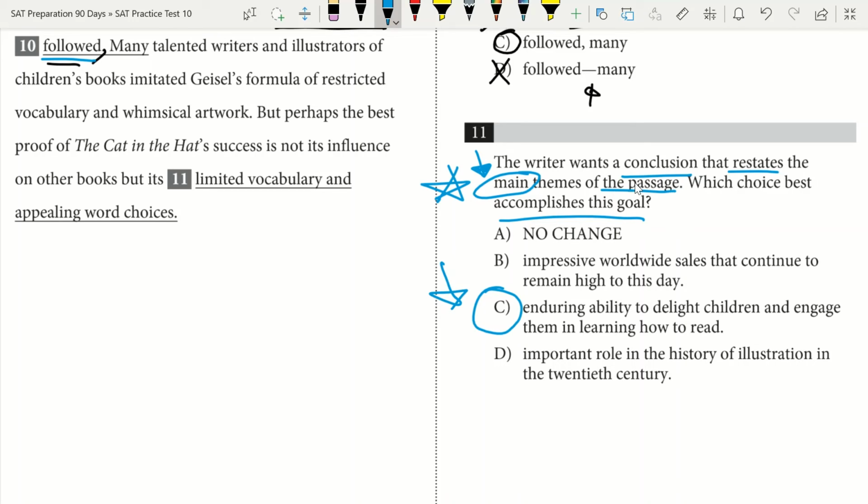I'll go ahead and explain why A, B, and D are wrong as well here quick though. All right, so we have A, no change. It's limited vocabulary and appealing word choices. That's not touching on the main theme. B, impressive worldwide sales continue to remain high to this day. Once again, that's not the major theme. D, important role in the history of illustration in the 20th century. Also not the theme. Okay, we want to focus on teaching children to read by entertaining them with these illustrations.